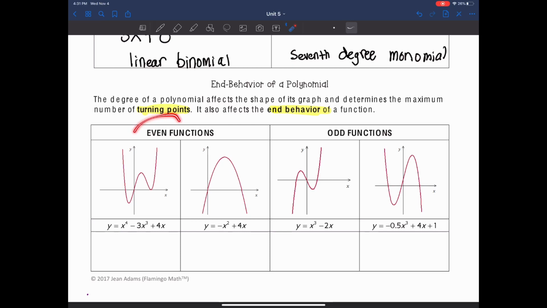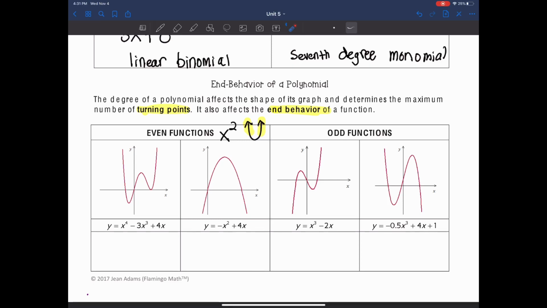So let's look at even functions first. Now, when you think about even functions, I want you to consider x squared because that's familiar to us. Now, we know that x squared looks something like this. It's the shape of a parabola. Notice how it's going up on the left-hand side and up on the right-hand side. So even functions are all going to follow this structure. As long as the leading coefficient is positive, so if we have a positive number in front of that even exponent, that means that your function is going to face upwards.